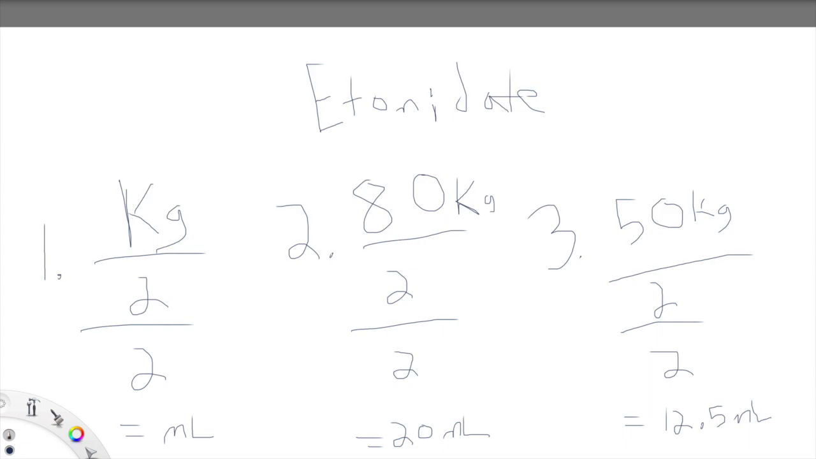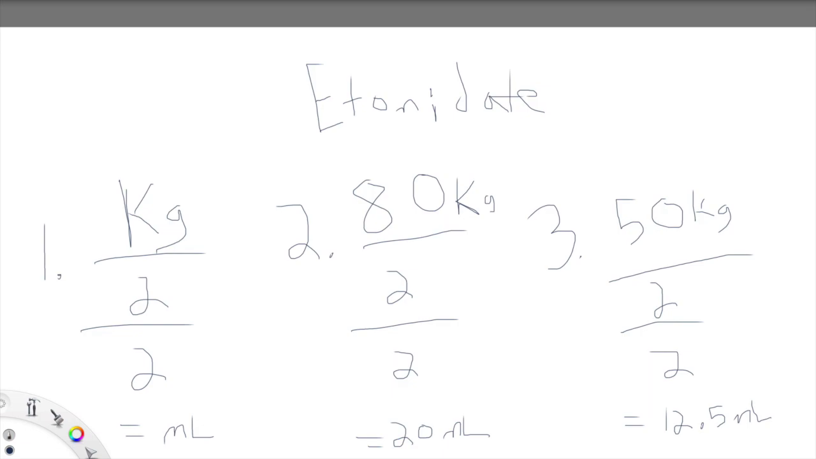So the easiest way that I found to do this is to take their weight in kilograms. So we do have to take their weight in pounds and figure out how many kilograms they are and divide it by 2 and then divide that by 2 again. You could just divide it by 4 if you wanted, but in my head it's easier to divide it by 2 and then halve it again. And that tells you how many mLs it is.